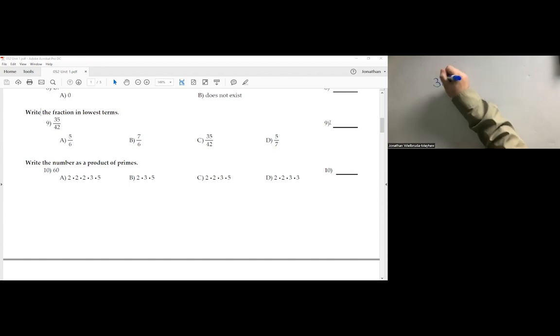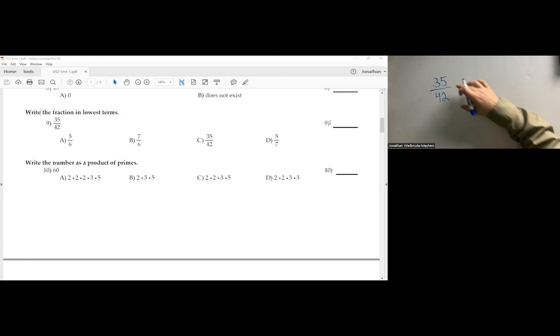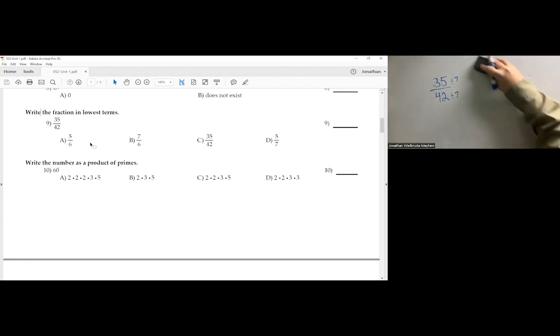We have 35 over 42. Now we can get there right away by noticing that both of these numbers are divisible by 7. Divide by 7 on the top, divide by 7 on the bottom. That gives us our answer of 5/6. But that's not the only way to get this.